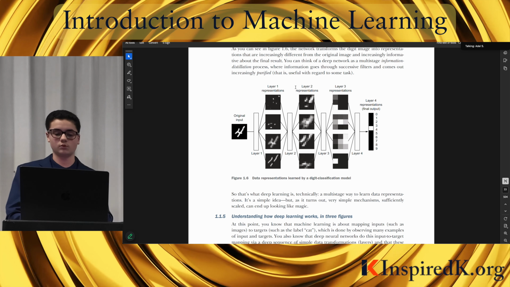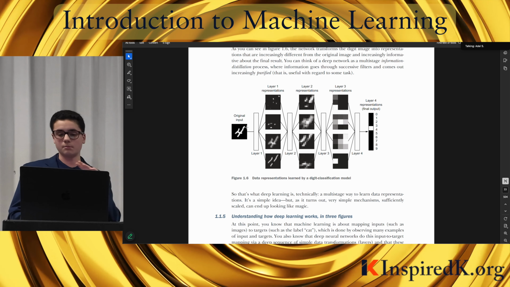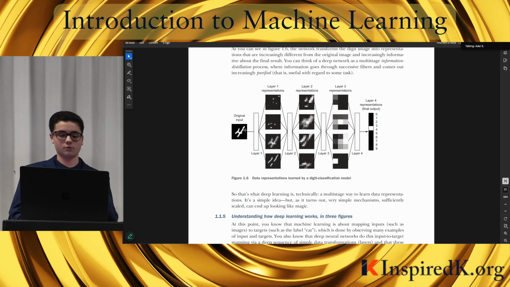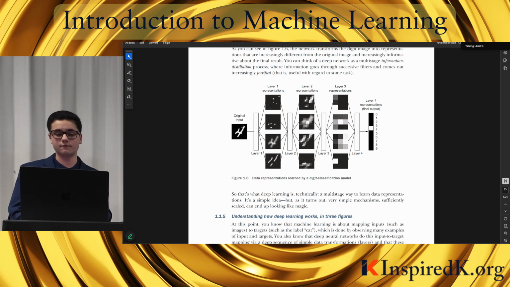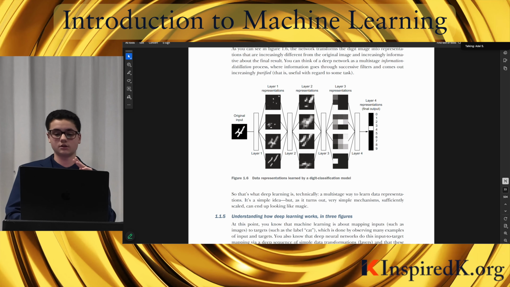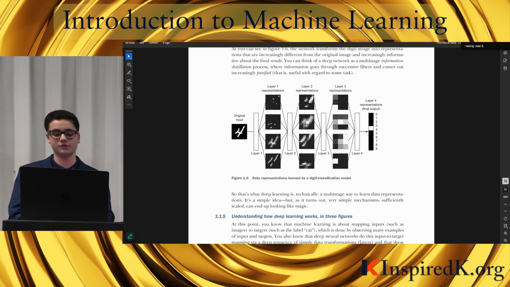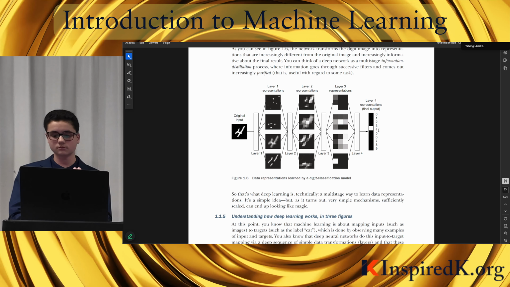Then in the second layer, we look at representations in a more detailed layer, in mid-level kinds of features with more specific parts of our 4. And finally, in layer 3, we look at the specific pixels in our digit 4 and their different colors in order to output the classification of 4.